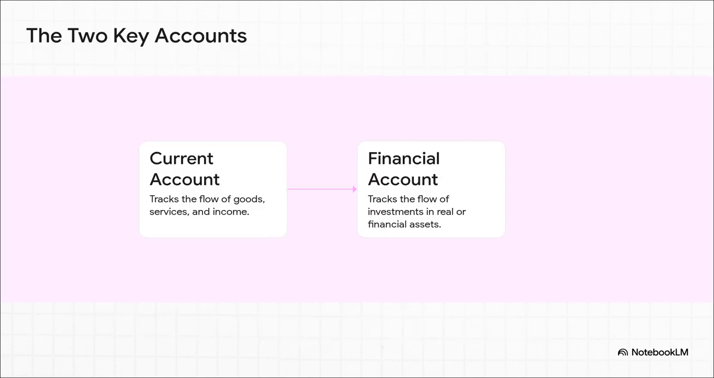Okay, so this big statement gets broken down into two key parts. First up is the current account. This is mostly about trade, the stuff we buy and sell, like cars and software. Then you've got the financial account. This one tracks the movement of assets, think stocks, bonds, even things like buying a factory overseas.